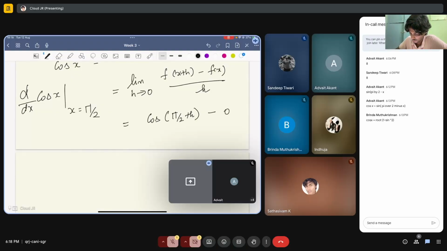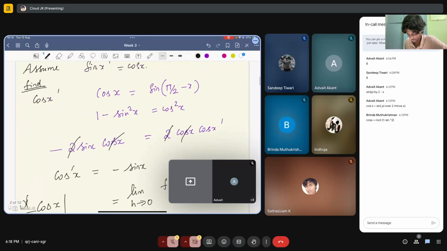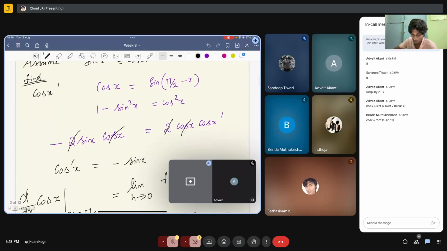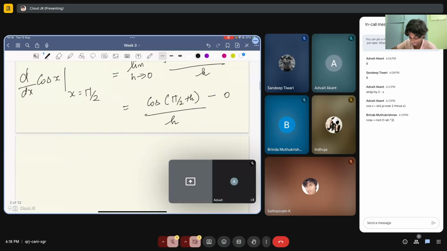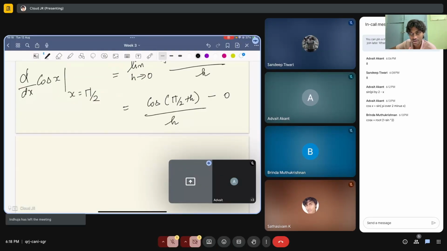And cos pi by 2, this is 0, and you're going by h. Okay, I might have to use your formula. Just give me a minute. I just want to see if I can avoid it.